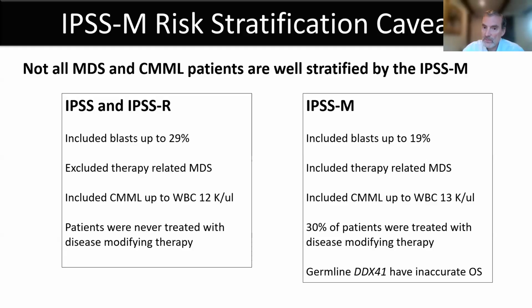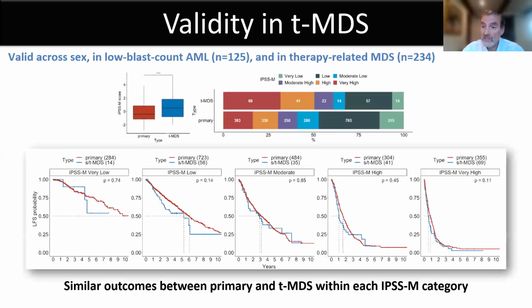So with these little nuances in mind, I still think the IPSS-M is the best tool, except for these corner situations. It even works in people that we didn't really trust the other prognostic scoring systems to stratify very well. So, for example, in people who have therapy-related MDS, disease that comes after a prior cancer treatment, for example, or prior radiation treatment, we always thought that these patients had much worse disease and they were more difficult to treat and they were more likely to relapse and they were more likely to die sooner.